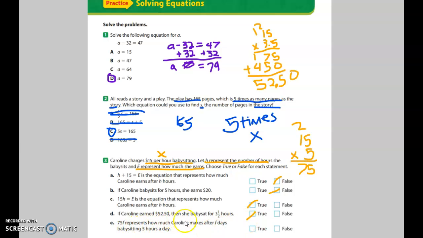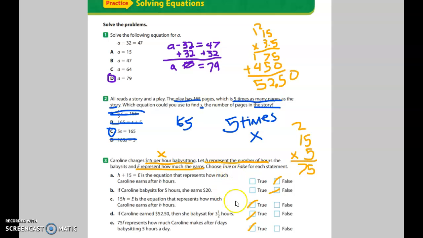75F represents how much Caroline makes after F days, babysitting 5 hours a day. So if she babysits 5 hours a day, we've already looked at what that equals right here. So 75F represents how much Caroline makes after F days of babysitting 5 hours a day. So the 75 represents 5 hours. That's true. And if she did that every day, this equation would work. So this is also true.